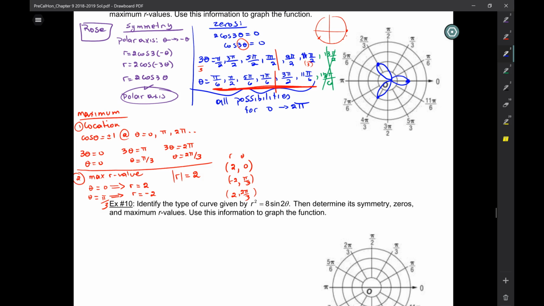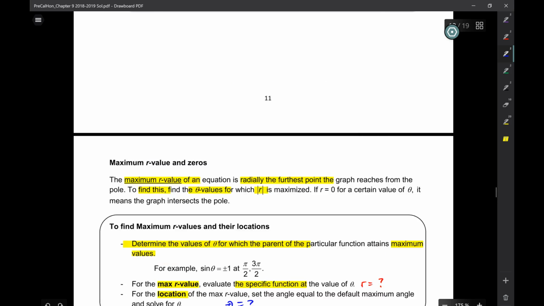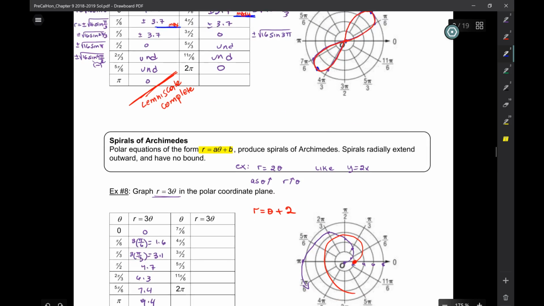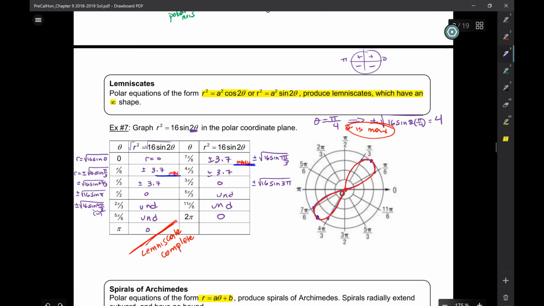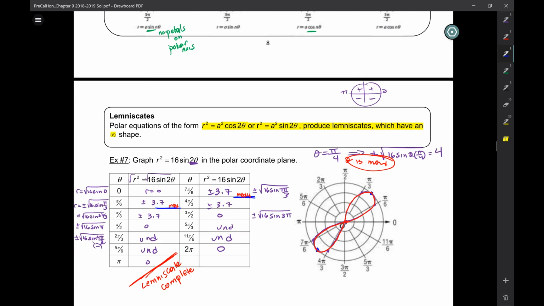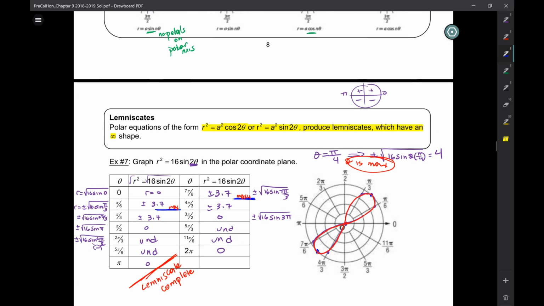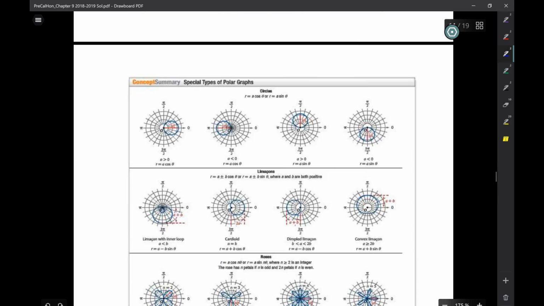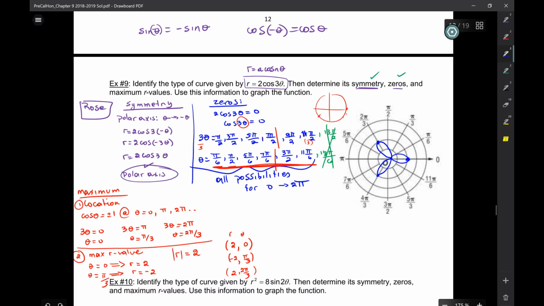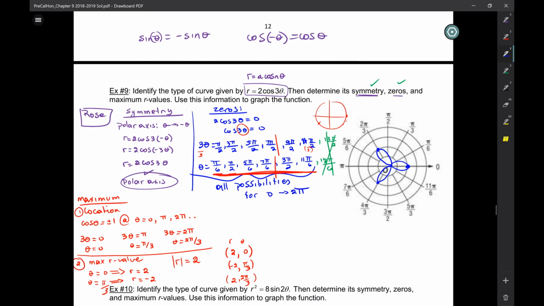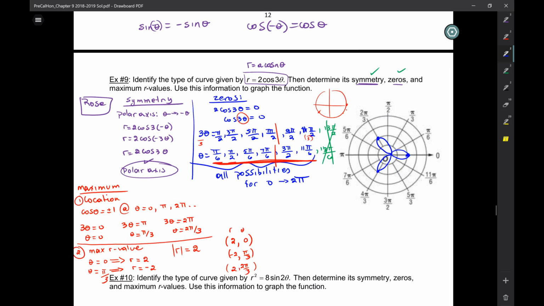All right? So this is like the shortcut. Look at this, where it's the more precise, point by point by point, if you're given this. Whereas here we're putting the big ideas together. Okay, I have a rose with 3 petals. The maximum is at 0, pi over 3, and 2 pi over 3. And the maximum r value is 2, so that's how it looks.